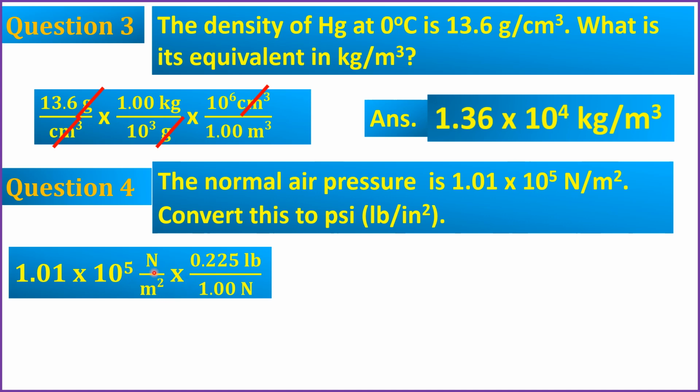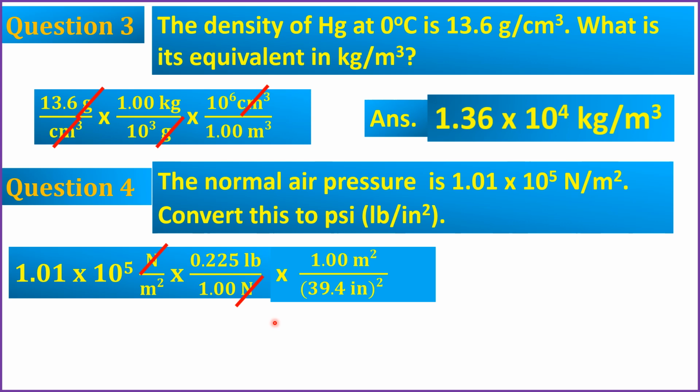and then multiply this by our conversion factor where 1.00 Newton is equivalent to 0.225 pounds. Then we cancel out the unit Newton. We also multiply the whole thing by the conversion factor 1.00 meters squared, which is written in the numerator, so that the meter squared that we have here in the denominator and this one in the numerator will be canceled later on. Now 1.00 meters squared is equivalent to 39.4 inches squared.